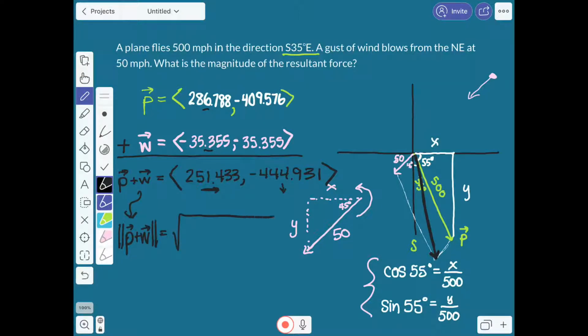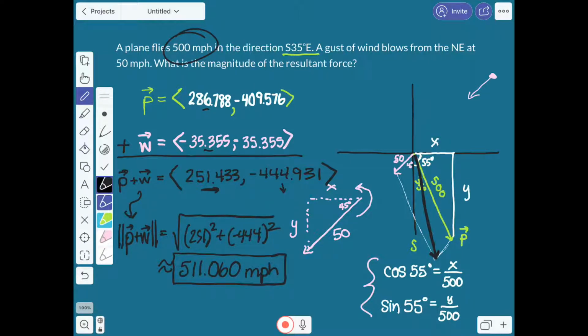We're just going to do the old square root. So we're going to take that 251 number, I'll do it more exact when I type it in, and the negative 444 number, and type that in. And that's coming out to 511.060. And I was right, it did get sped up a little bit, right? It started out going 500 miles per hour. Now it's going a little faster.